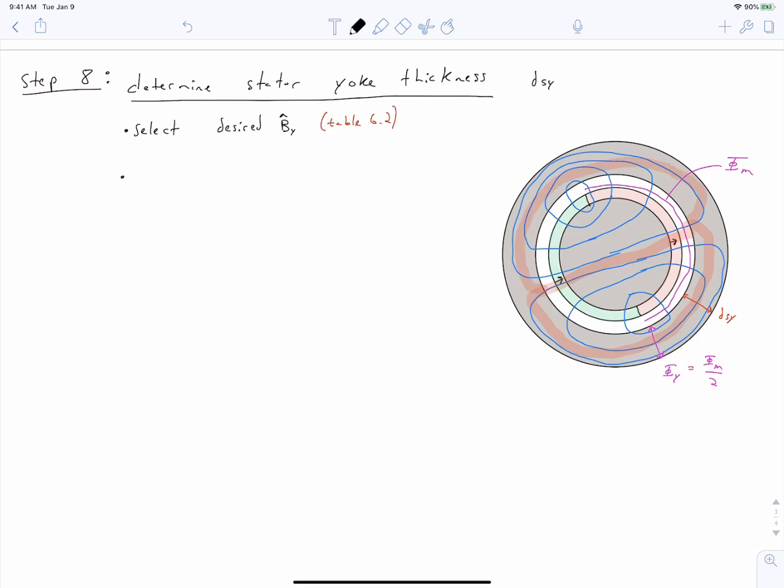And so by conservation of flux, we can say that our stator yoke flux must be equal to 1/2 of our magnetizing flux. And just like we did for sizing our tooth width, we can plug in expressions for these fluxes. So our stator yoke flux is going to be equal to our field in the stator yoke times the axial length of the machine into the page times dsy. And then our magnetizing flux is going to be the integral of the flux crossing our air gap over one pole face.